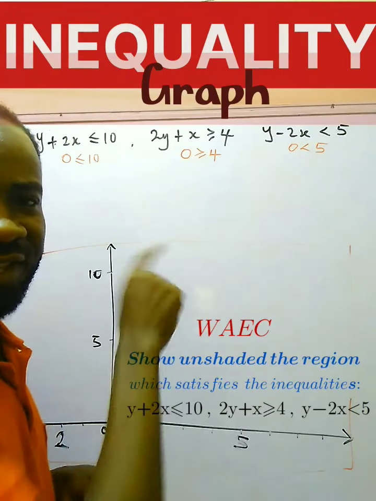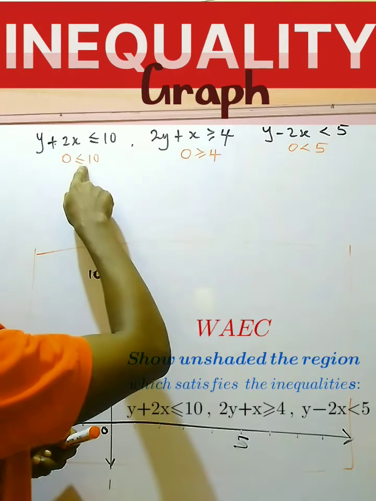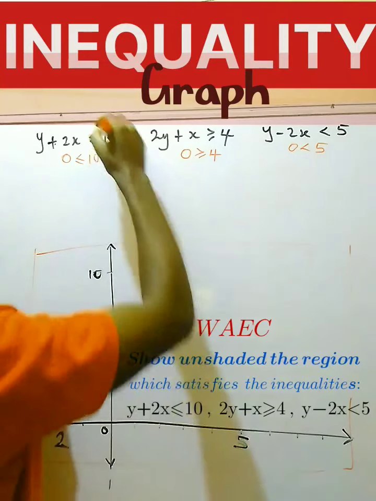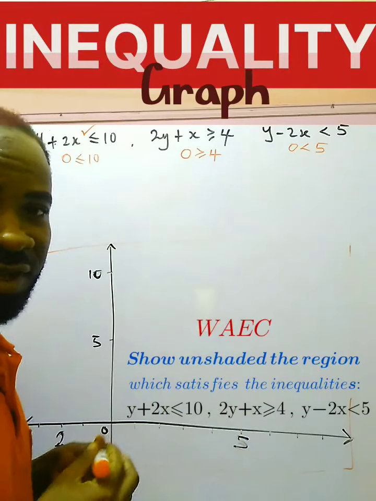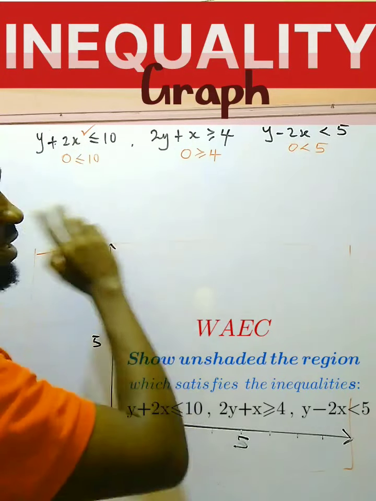Now let us see if these statements are valid. 0 is less than or equal to 10. This is actually a valid statement. So this inequality is valid. Let me tick it good. Please take note of that. I'm ticking this good because this statement is valid.